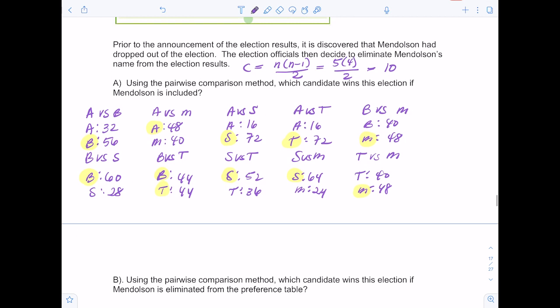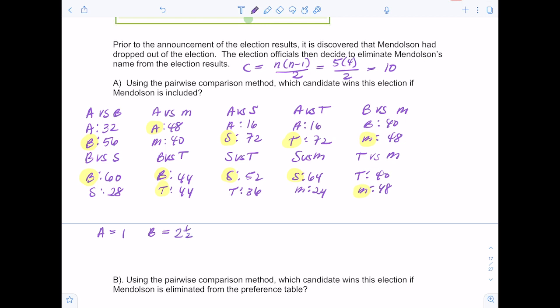Did A get any points? It looks like they got one point. Okay, next we're going to take care of B. So B got 1 point plus another one is 2. Here it was a tie, so remember they get half a point each. That would be 2.5. So B gets 2.5 points.